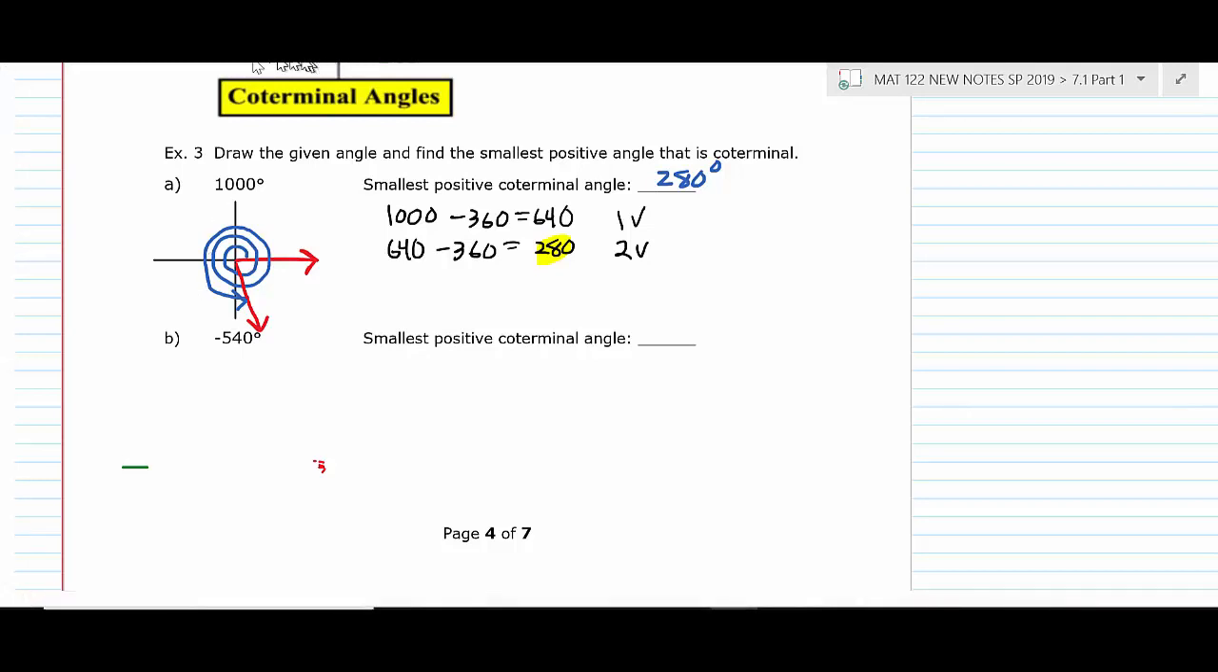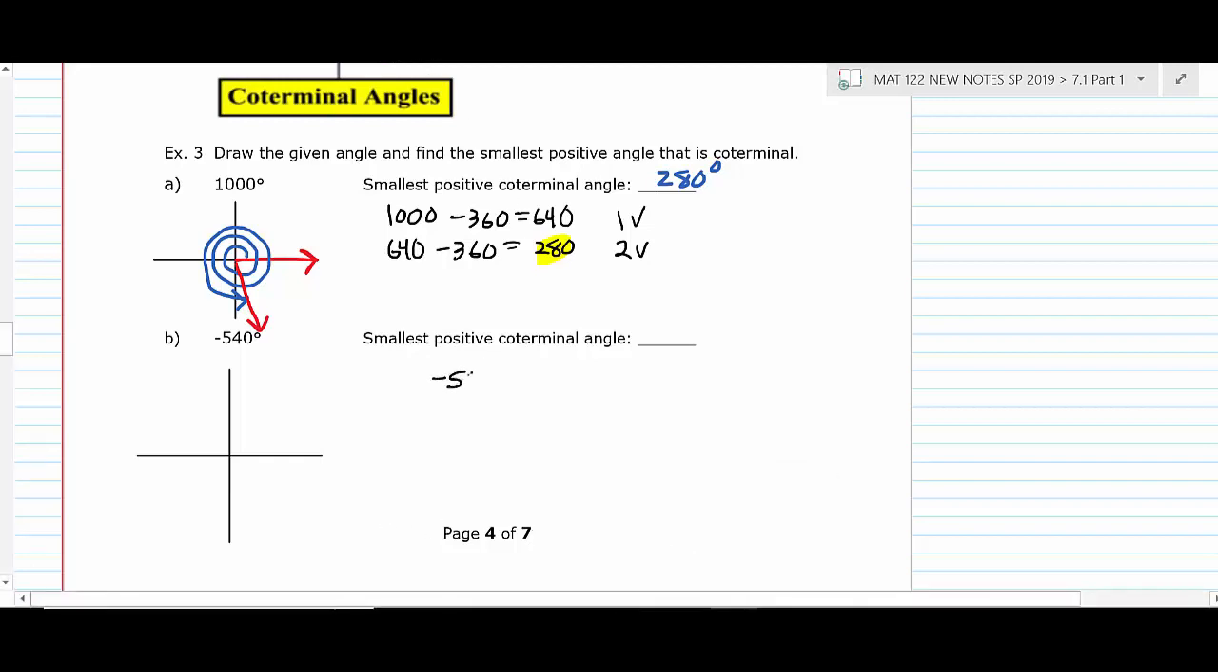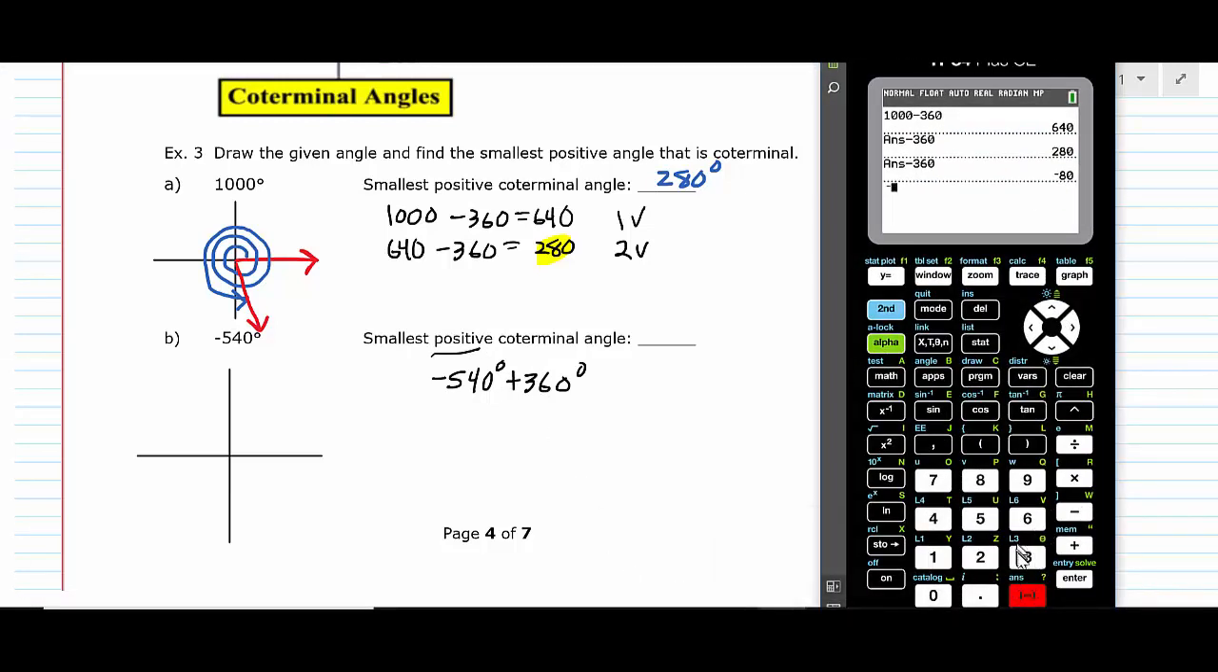Next one, we'll do the same idea. And let's get this graph going on this one. Again, we'll use the calculator to help us on this. I'm going to start this way, and then I'll go back through in just a minute and show you a different way you could do these problems. What I'm going to do is add 360, because I start with a negative angle, and I want to change it to a positive coterminal angle. You can use the calculator, do it in your head, or at the side of your paper.